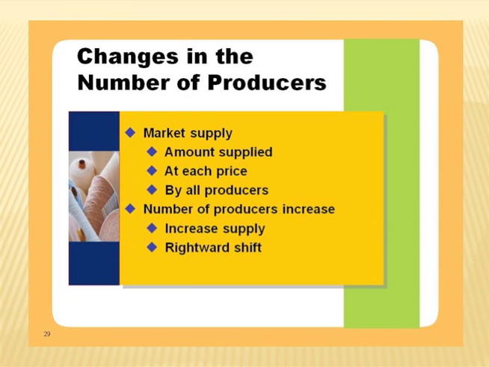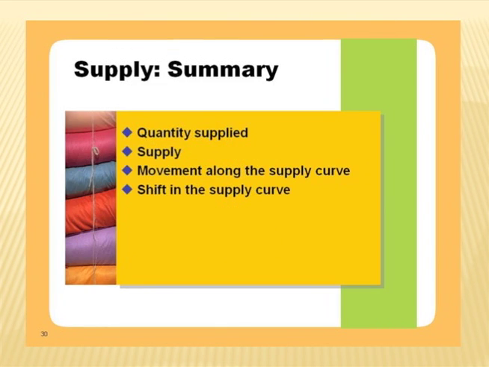And as we saw before, changes in the number of producers. As we add producers, it will increase supply or shift it to the right. As we reduce producers, or as producers go out of business, it would decrease supply or shift it to the left. And remember, this is the entire supply curve. It's the production at each and every price level.